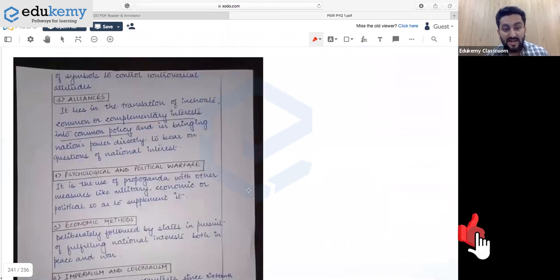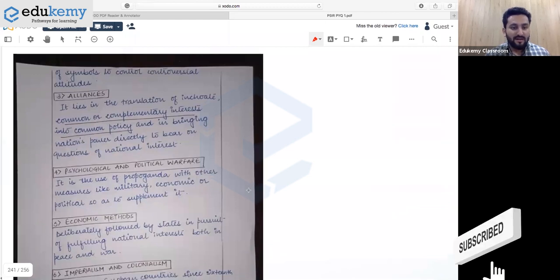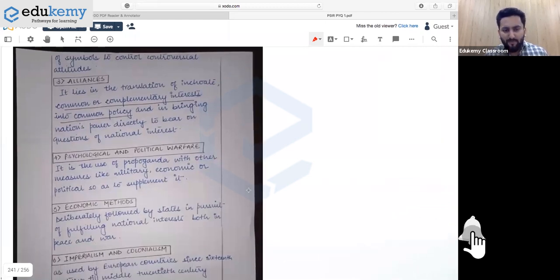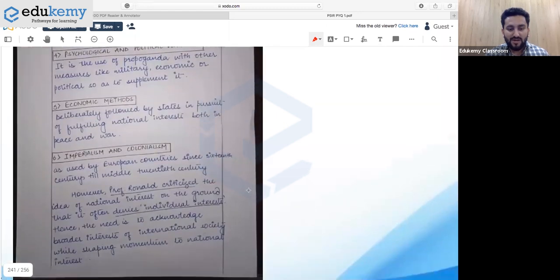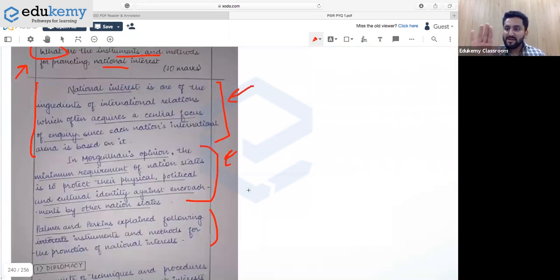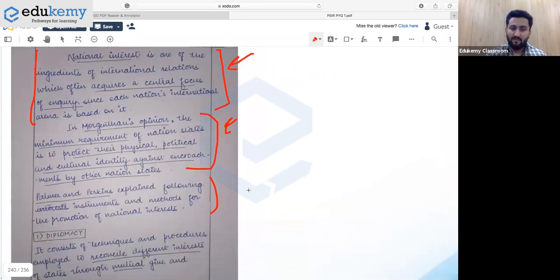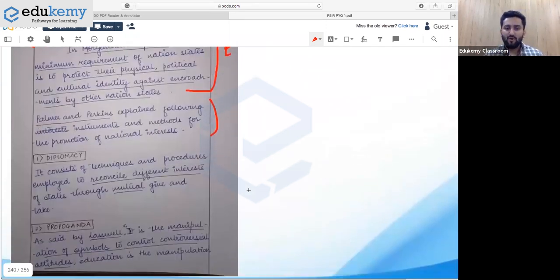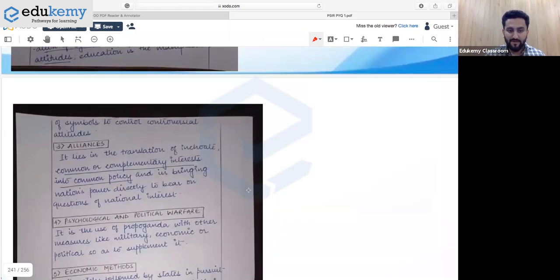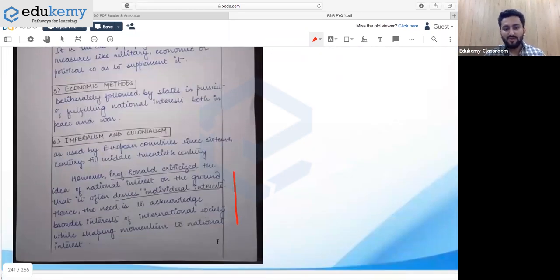Alliances, it lies in the translation of common or complementary interests into common policies. The point is, just take a look at the structure of the answer. So introduction is present, context is set, and in the body, the answer is also telling about what the instruments and methods are. Okay, and in the end, we have a conclusion in which we are using Professor Ronald, who criticized the idea of national interest on the ground that it often denies individual interest, and hence the need is to acknowledge broader interest of international society while shaping momentum of national interest.